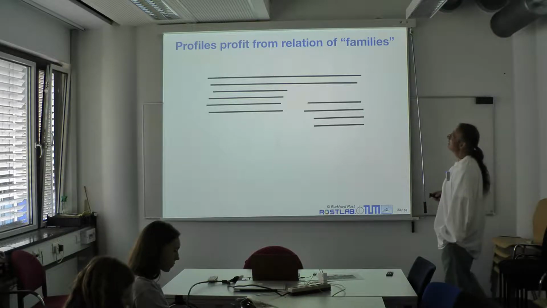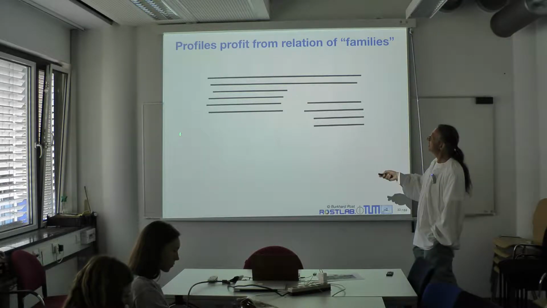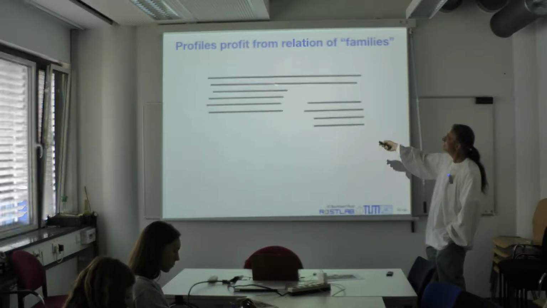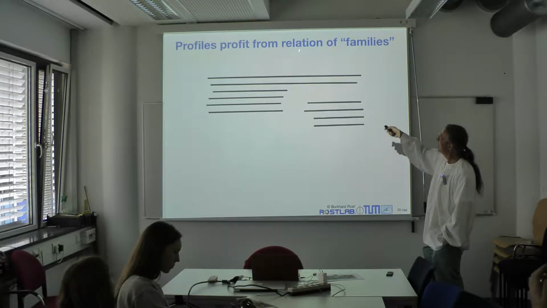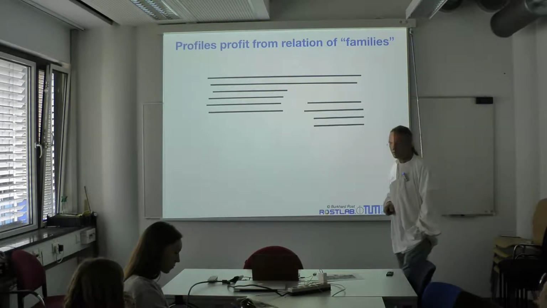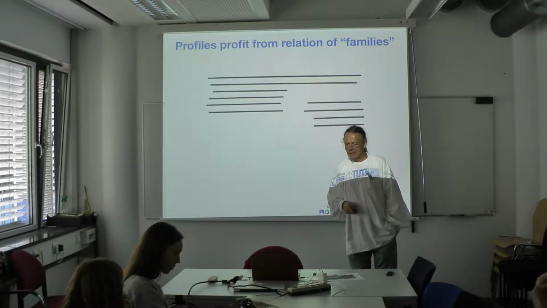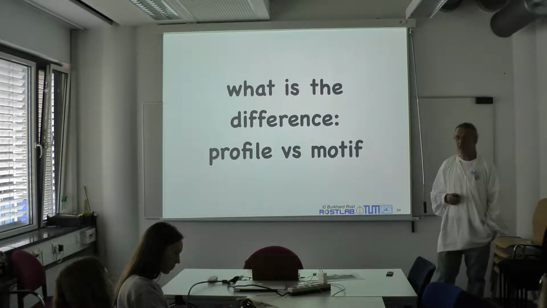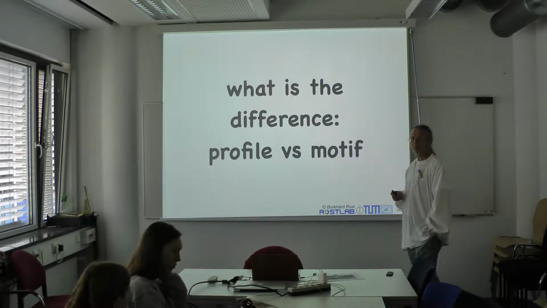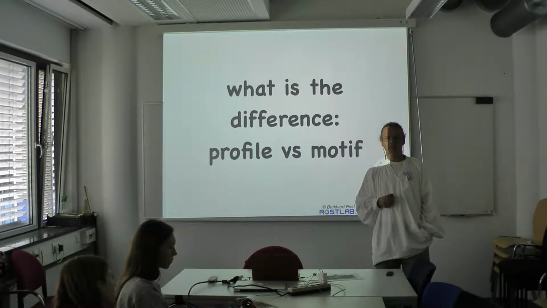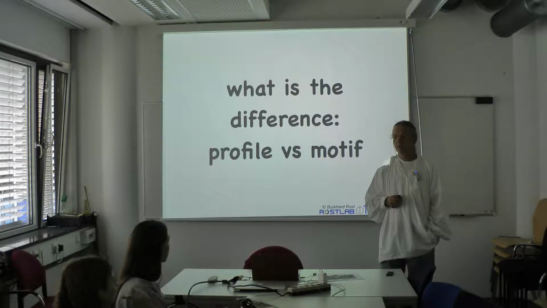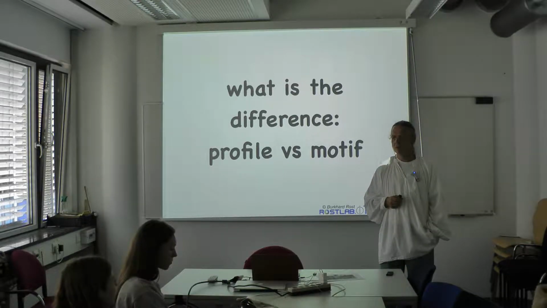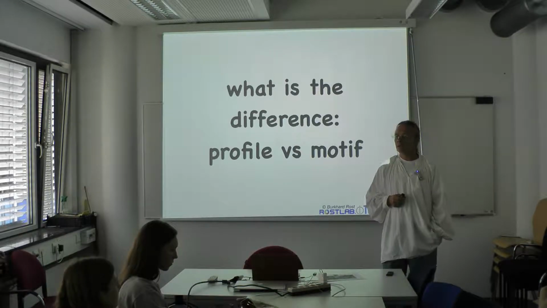And ultimately, profiles profit from simple signals, such as there is always something aligned here, there's always something aligned here, and if you put a gap, then put it in between. And that brings us to the other question. What's the difference between a profile and a motif? A regular expression motif, for instance. I think a profile is a whole sequence of the protein, and the motif is only one part.